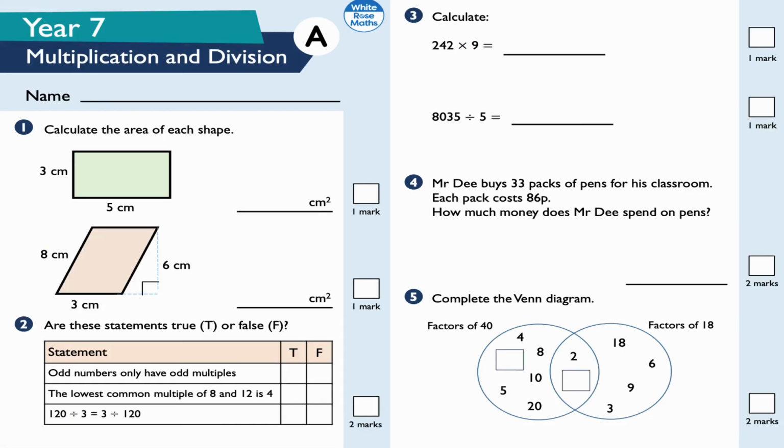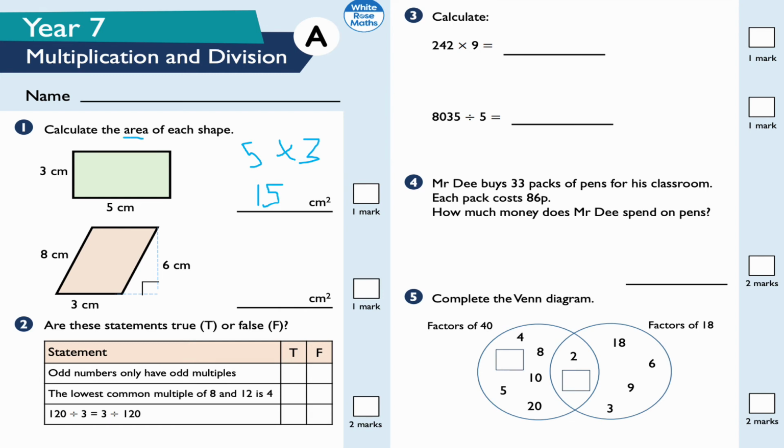Okay. Right guys, we are on the last section now, which is year 7 multiplication and division. Okay, question number 1. Calculate the area of each shape. So this is what I call a rectangle. A rectangle is length times width. So it's 5 multiplied by 3. 5 times 3 is equal to 15. And the units for area are always centimetre squared or metre squared or millimetre squared, okay, etc, etc.